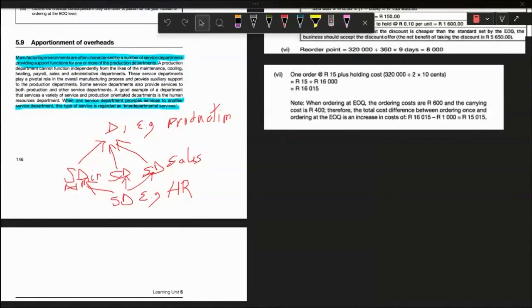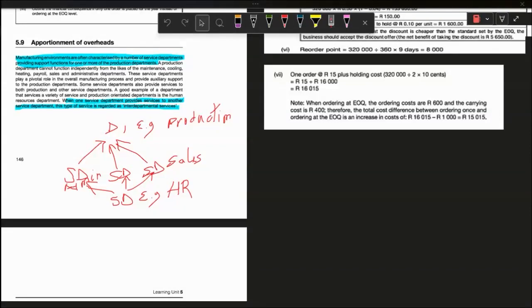What does that mean? Whatever production department you have, that production department cannot function independently, right? You need maintenance, you need payroll, you need the sales department, you need the administrative department. All these departments are helping or servicing the main manufacturing department. This notion, you will find it in Learning Unit 5, Learning Unit 6, and Learning Unit 7. So every time you have a question, what you need to look at is what are the departments that represent the manufacturing. It can be the assembling. They will tell you the manufacturing department or the production department is maybe the assembling and another department. So this product goes through two main departments.